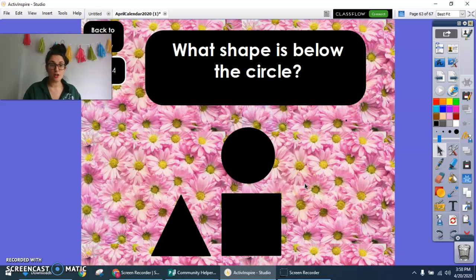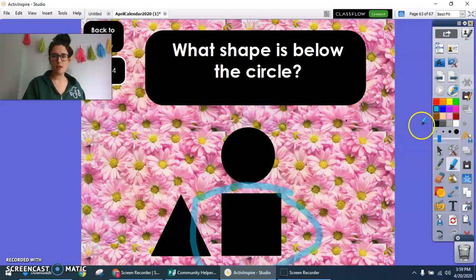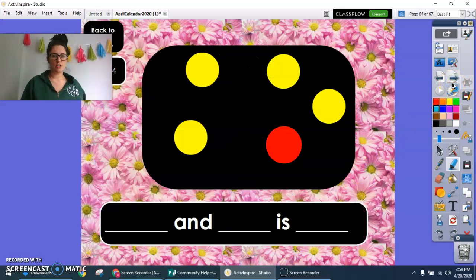All right, let's do our spiral review. What shape is below the circle? So you have a pencil and piece of paper ready, and go ahead and draw the shape that is below the circle. All right, so here's my circle, boys and girls, and I want to look for what's below. So below is going to be this direction, so down. So below the circle is a square, and I know it's a square because it has 4 equal sides. All righty, next question.